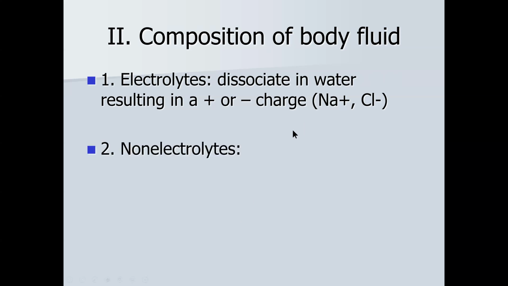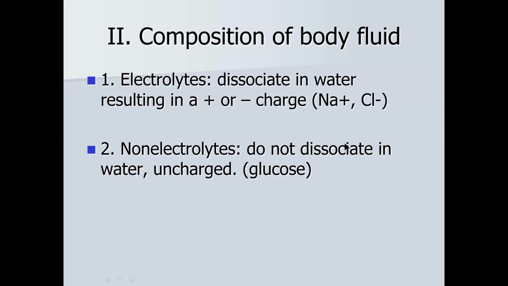So these are electrolytes. They have a charge, and these are individual ions, only made up of one element. Non-electrolytes are molecules that do not dissociate in water, and primarily they're uncharged. Glucose is an example. And that doesn't mean that it's not hydrated. Glucose is surrounded by water, just like sodium and chloride are surrounded by water.